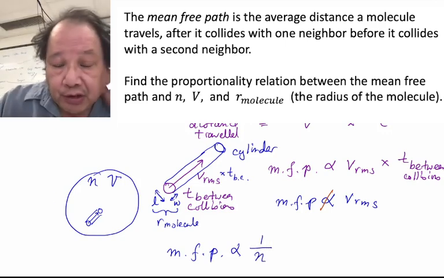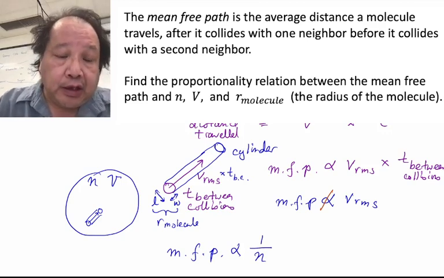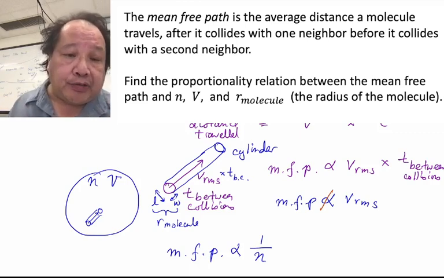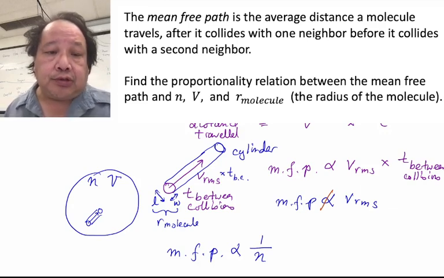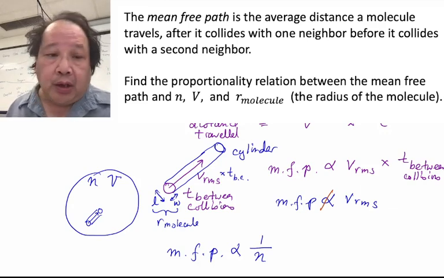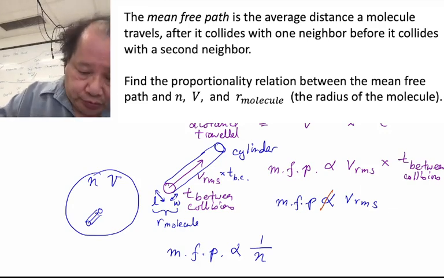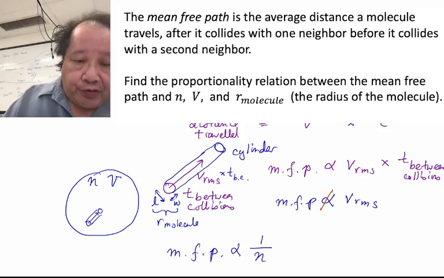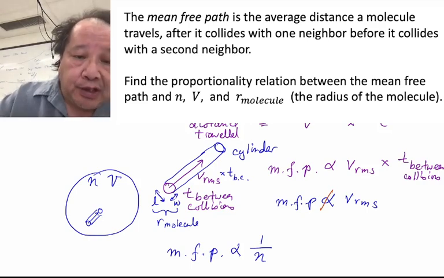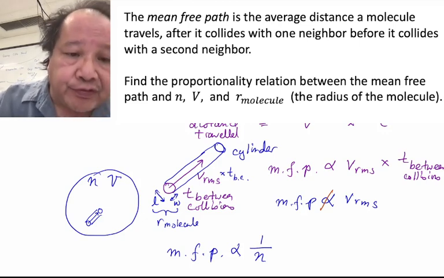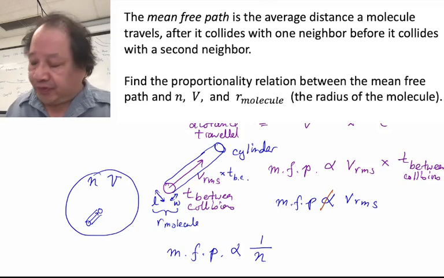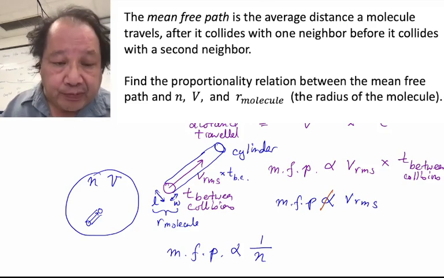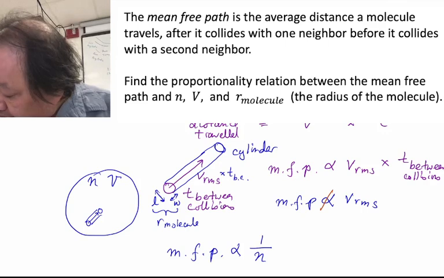Now let's look at the volume of the flask. As the flask gets bigger, the chance that my molecule will encounter a neighbor will decrease. So if you double the volume of the flask, the cylinder volume will also have to double. And the cylinder volume is directly proportional to mean free path. So if you double the volume of the flask, you double the mean free path.